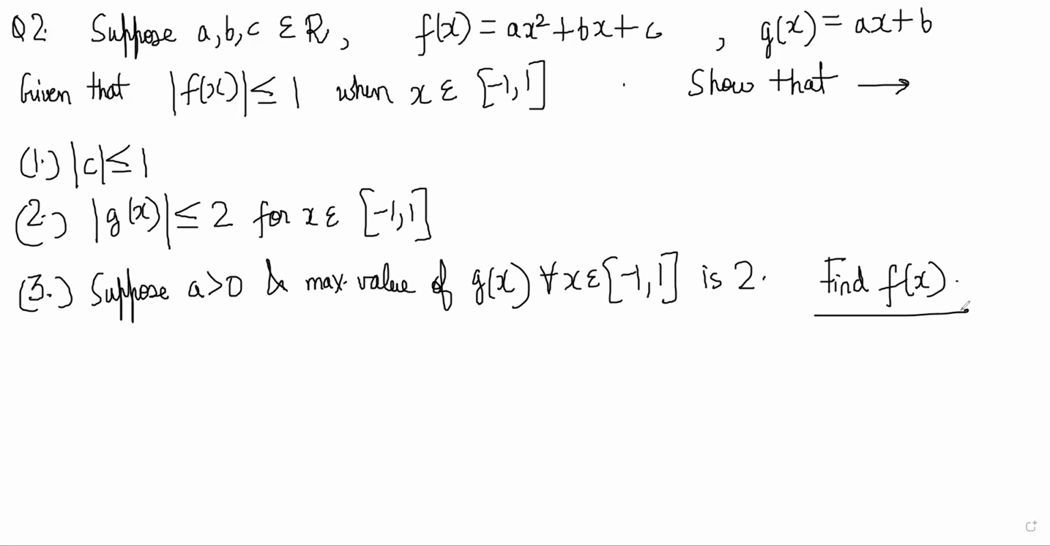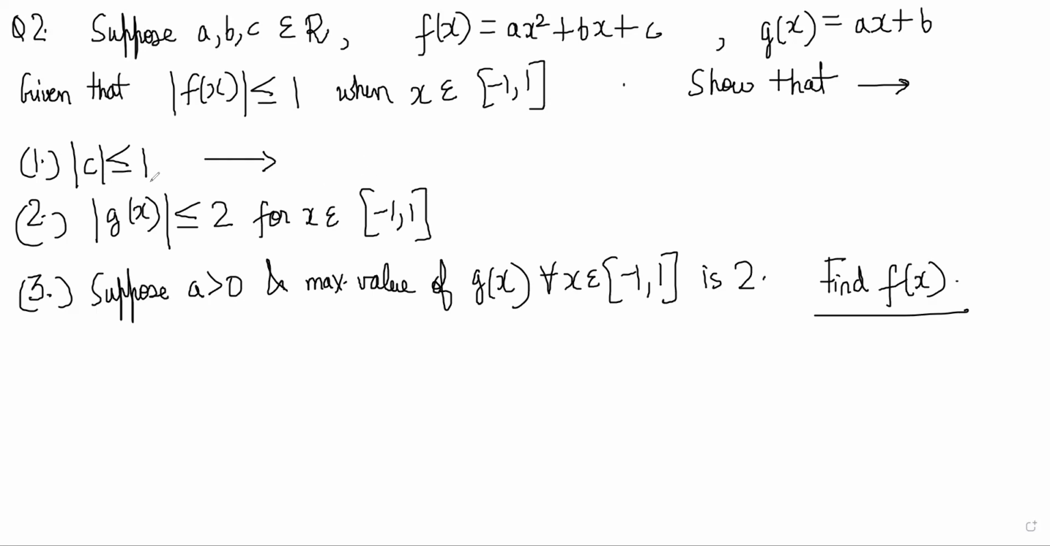We are given a quadratic function. We are also given a linear function. And they have shown us a condition that mod of f of x is less than equal to 1 whenever x belongs to minus 1 to 1. We have to first prove that mod of c is less than equal to 1. Then we have to show that mod of gx is less than equal to 2 for the same x in the same region. And finally, if it is given to us that a is positive and the maximum value of the linear gx function is 2, we have to find f of x, right? So let's see how we'll go about this problem. The first part of the problem is pretty straightforward.